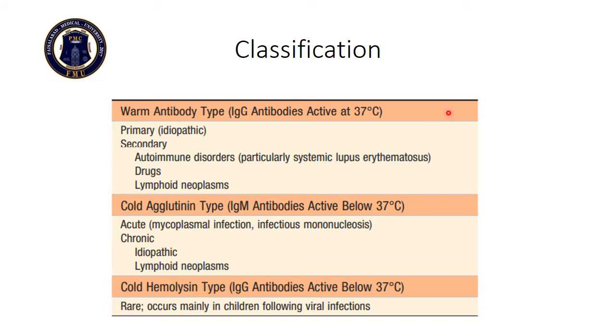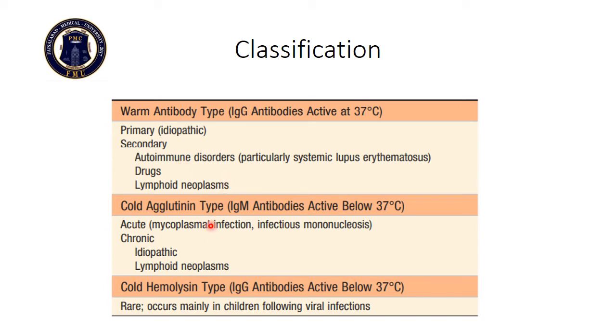Classification of immunohemolytic anemias. They are classified into three main classes: warm antibody type, cold agglutinin type, and cold hemolysin type. Warm antibody type is further subclassified depending upon its etiology into primary and secondary. Primary occurs due to unknown causes, and secondary occurs due to autoimmune disorders, drugs, and lymphoid neoplasm.